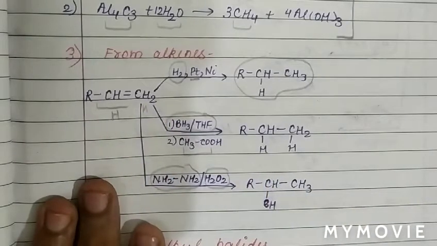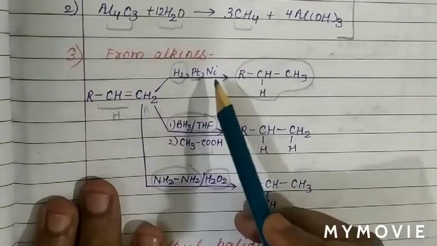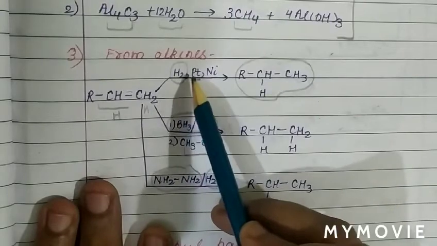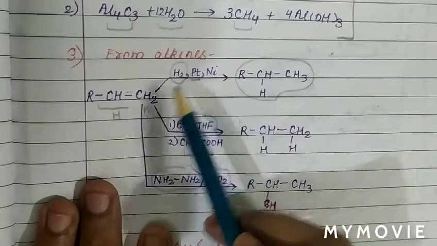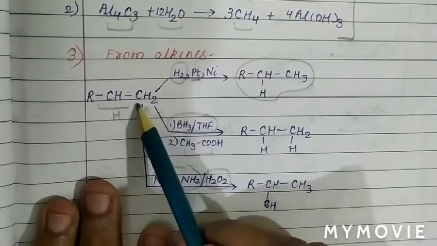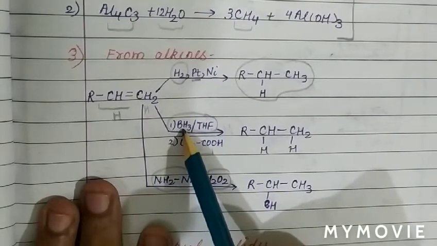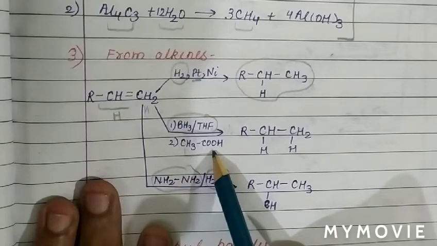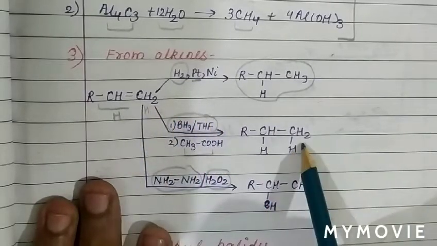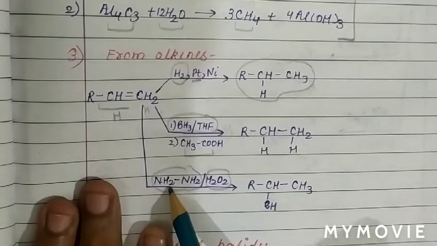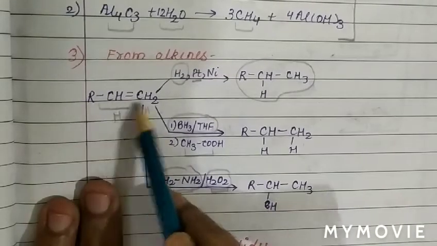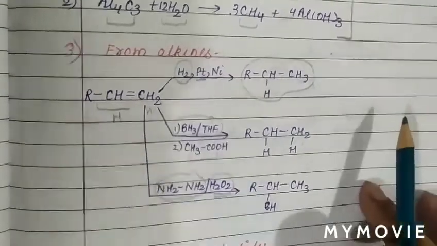So three reagents we have used basically. The three reagents which are used for the addition of hydrogen. One is hydrogen in presence of platinum or nickel, then hydrogen is added. Another is when BH3 in presence of THF is added along with acetic acid solvent, then again there is addition of hydrogen. And if hydrogen is added with H2O2, then again addition of hydrogen and alkene changes into alkane.